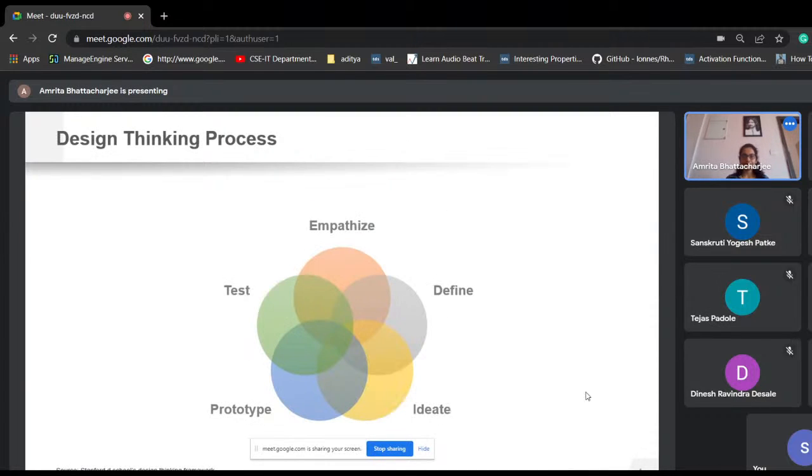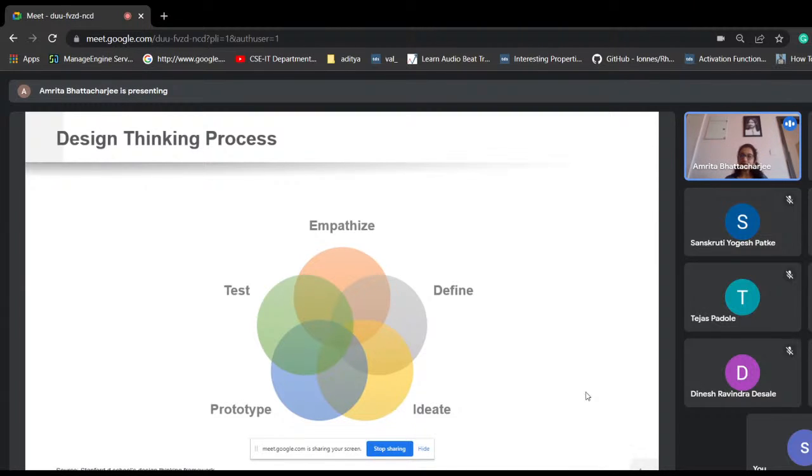Now, with this comes one more design thinking process which was introduced by Stanford Design School, and this process is an iterative process. So in this process, there are mainly 5 steps: empathize, define, ideate, prototype, and test. Now, in these 5 steps of the design process, it is not a linear process. That means that from any step, we can go back to the previous step.